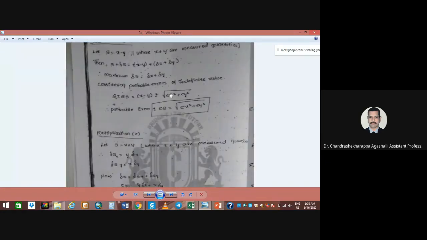When it comes to the probable error in subtraction, plus or minus ES is equal to the square root of EX squared plus EY squared. And for addition, the probable error is the square root of EX squared plus EY squared, right? And here it may be a positive or a negative value. That's the thing you need to keep in mind.